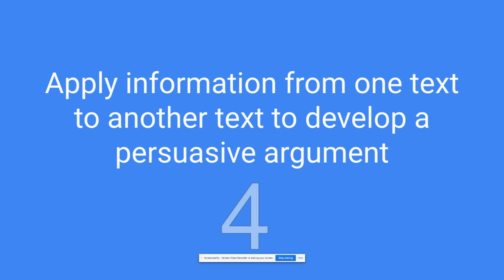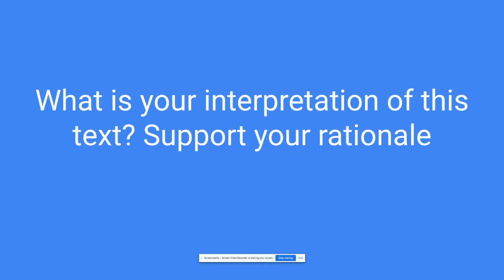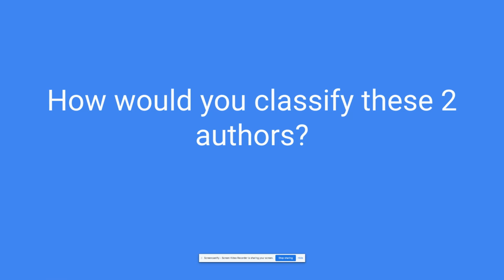Ready? That's a level 4, because you're making your own argument based on what you know. Nobody's going to have the same argument as you specifically, so it's a unique situation. What is your interpretation of this text? Support your rationale. 1, 2, 3, or 4. Next question. How would you classify these two authors? Ready? Classification usually falls into level 2s.